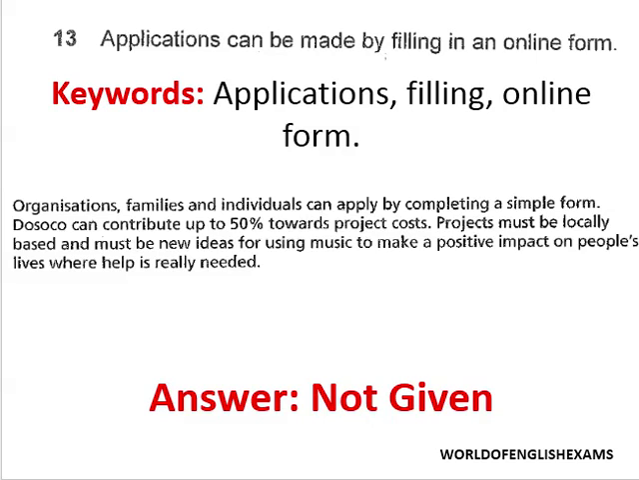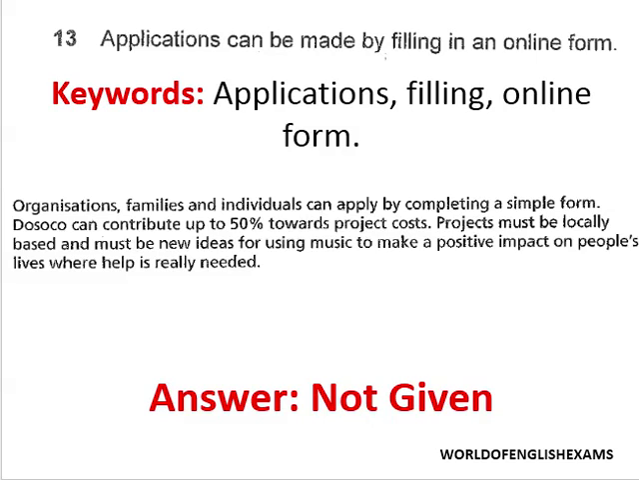Because it will be false if you see that applications can only be submitted offline. If you see something like that, then it will be false. But here they are telling that organizations, families and individuals can apply by completing a simple form. Whether that form is online or offline, no information is given about it. So applications definitely can be made, but we don't know whether it is through online mode or offline mode. Hence the answer is not given. Please do not get confused between false and not given. If you cannot understand this, please rewind the context related to this statement and please re-listen to this.